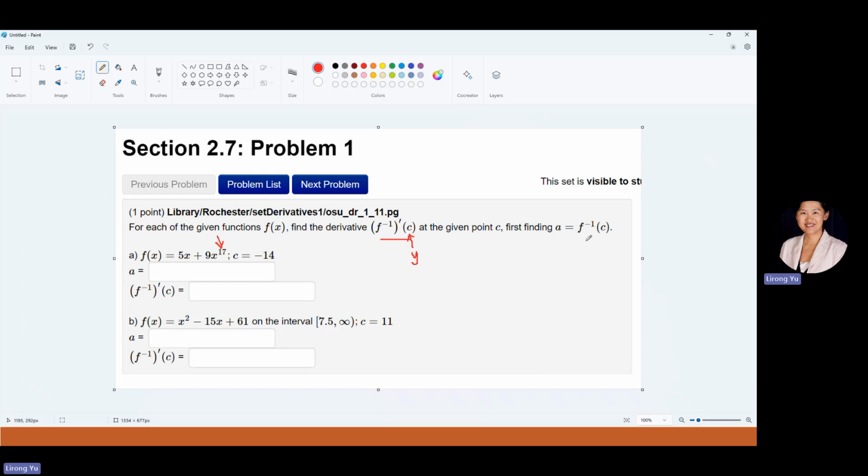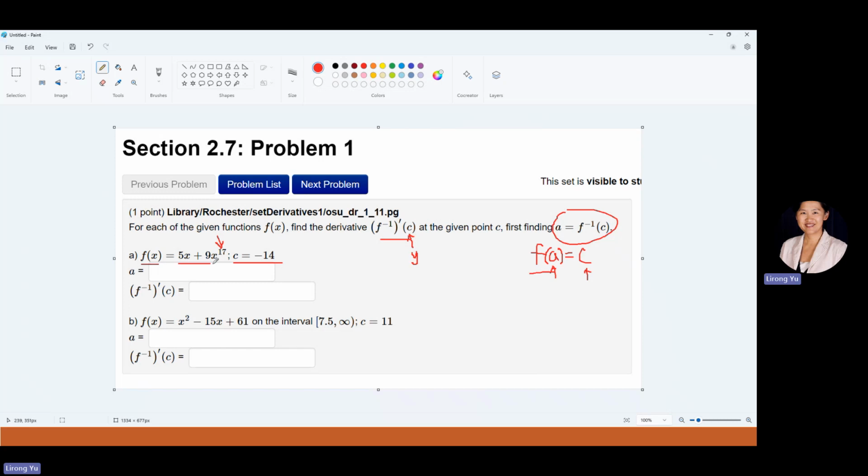So you can also look at this. a equals f inverse of c. Therefore, f of a equals c. That is saying for your function f of x, a is an x value and c is supposed to be a y value. Let's be clear with it. Are we okay? Clear. So this c number should be a y value.